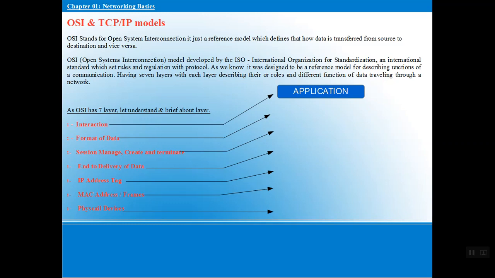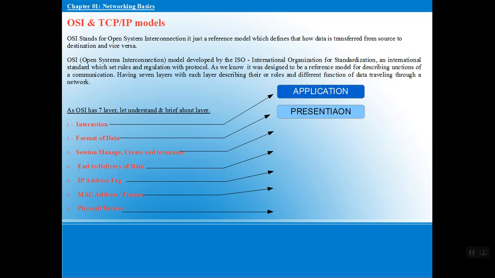So we have 7 layers in OSI. First of all, we have the application layer. The work of the application layer is interaction, how we interact with our PC. If you open any browser like google.com, facebook.com, or gmail.com, what appears on our screen is the interaction part. This comes in the form of the application layer.